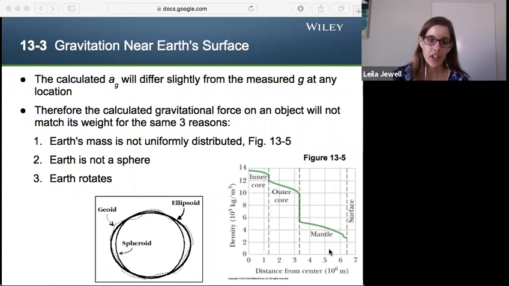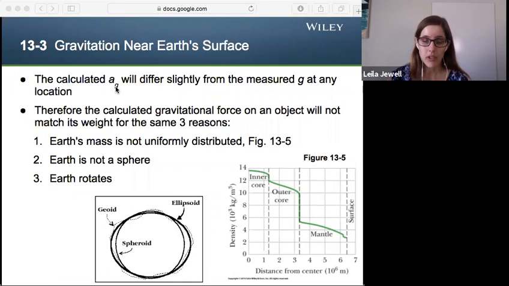Also though, Earth is not a sphere, right? A sphere would be if it was perfectly round in all directions. It's actually technically a little wider in the middle, and it's what's known as a geoid, where there's mountains and valleys, and so it's not a simple spherical mass distribution. And then the other factor is that Earth rotates, and due to this rotation, the measured g is going to be slightly different than this calculated value.